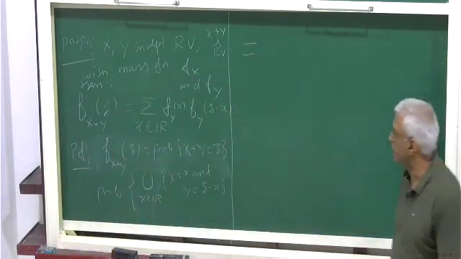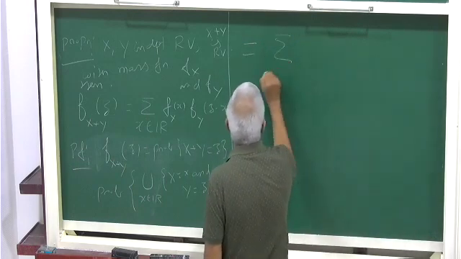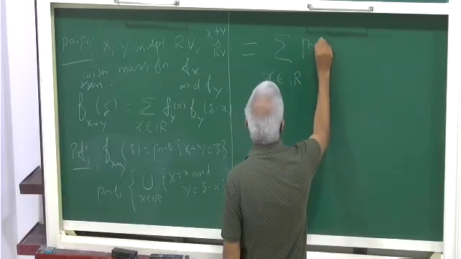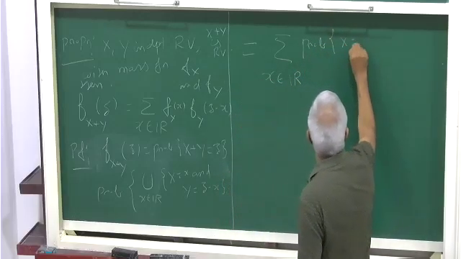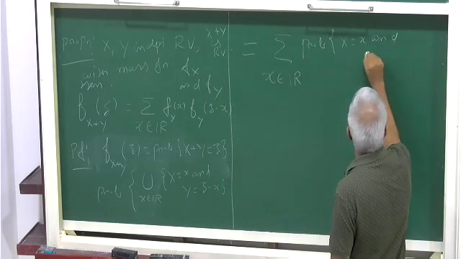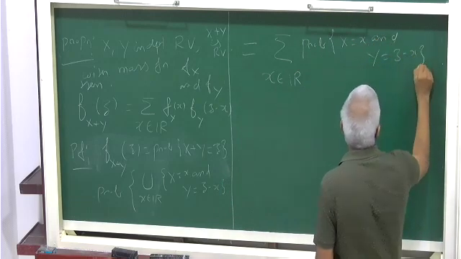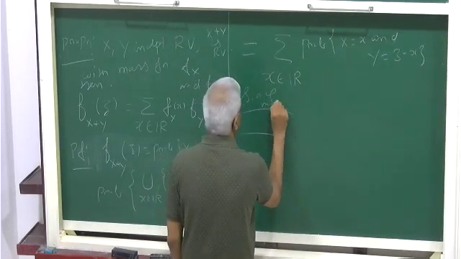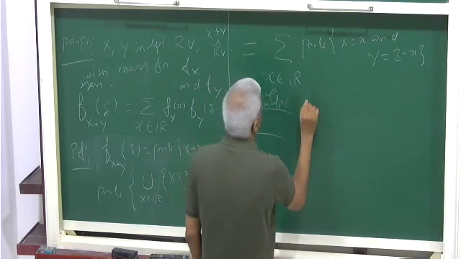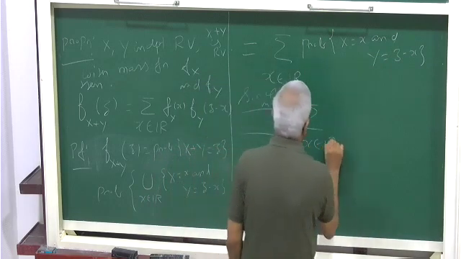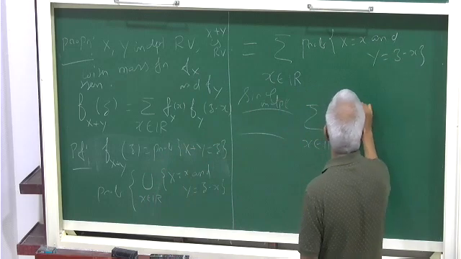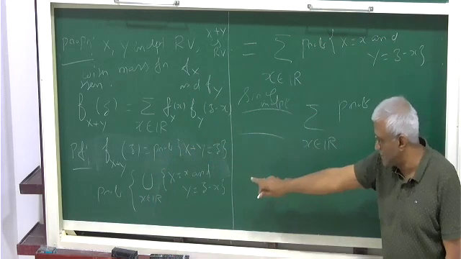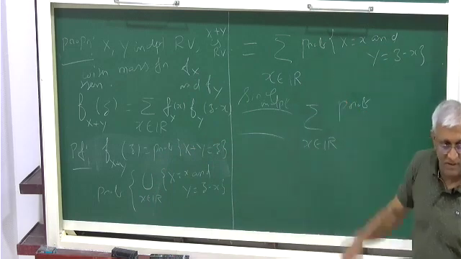It's a disjoint union. So since it's a disjoint union, I can write it as a sum over x in R of the probability of X equal to x and, again using the independence, Y equal to z minus x. Since they are independent, this is equal to the summation over x in R. It's actually a countable union, that's why I'm using the sum.